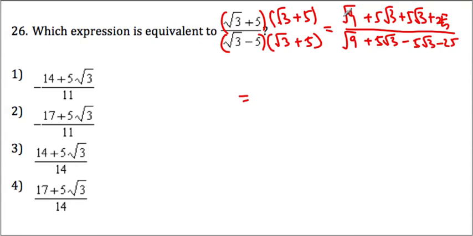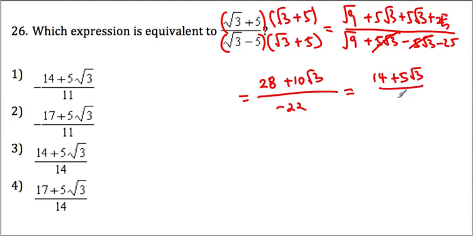On the numerator this becomes 3, this becomes 25, therefore we get 28 altogether, plus 10 square root of 3 because 5 and 5, but the radicals don't add up. Here on the denominator we get 3, and these two cancel out. 3 minus 25, which is negative 22. Since 2 is common in all of them, we can rewrite it as 14, which is half of 28, plus 5 square root of 3 over negative 11. But this negative sign can go to the front of it if it needs to. So therefore, we're going to get our answer, which is choice number 1.